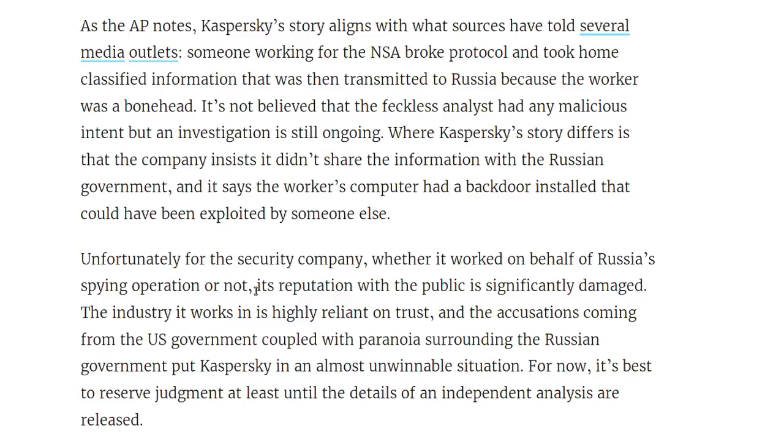Unfortunately for the security company, whether it worked on behalf of Russia's spying operation or not, its reputation with the public is significantly damaged. Regardless of what happened, this is a black mark. The industry it works in is highly reliant on trust, and the accusations coming from the U.S. government, coupled with paranoia surrounding the Russian government, puts Kaspersky in an almost unwinnable situation. That I agree with. For now, it's best to reserve judgment until at least the details of an independent analysis are released.